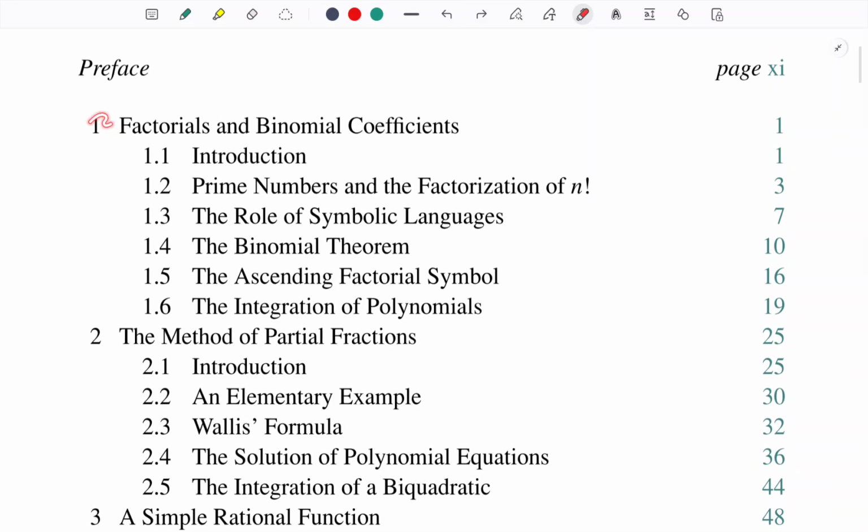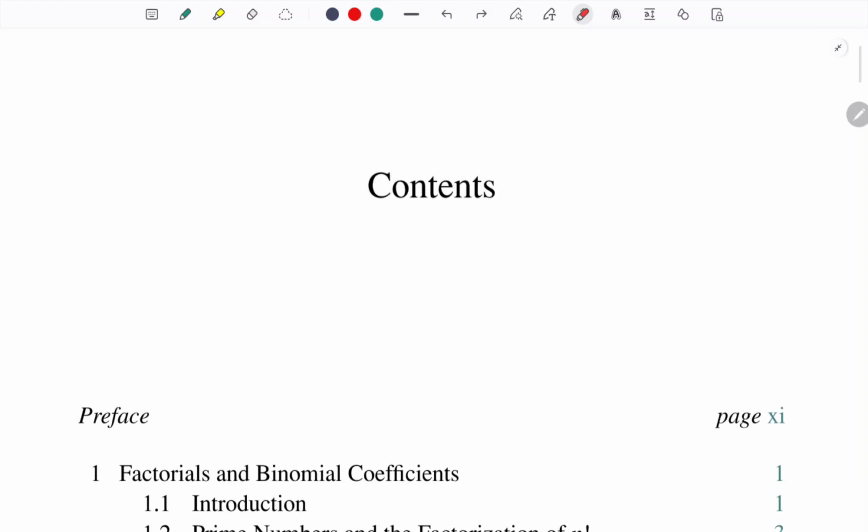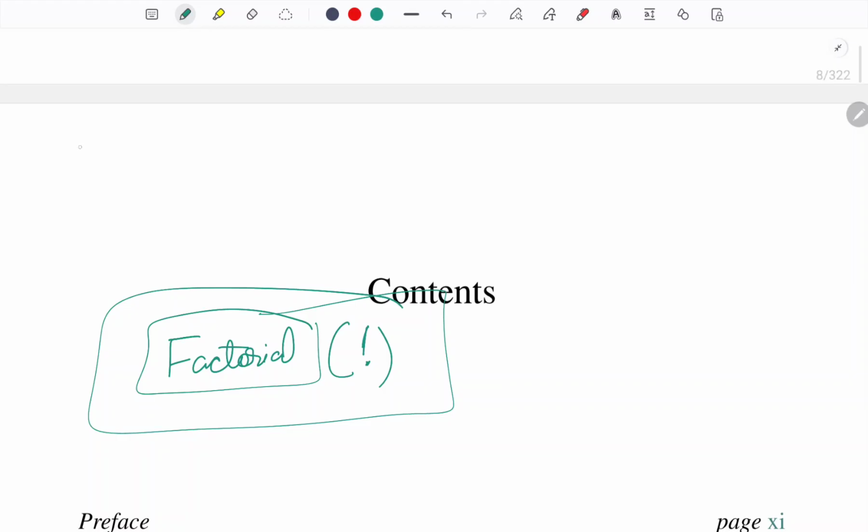Okay, so the first chapter is factorials and binomial coefficients. First of all, let me tell you what a factorial is. Its notation is the exclamation mark, and this means n factorial.